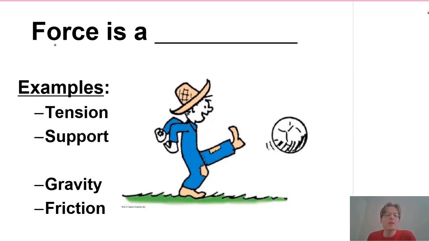Let's remember what force is. When you hear force, you think of Star Wars, the Force. That's a kind of force that acts at a distance, a special kind. But force is just really any push or pull.